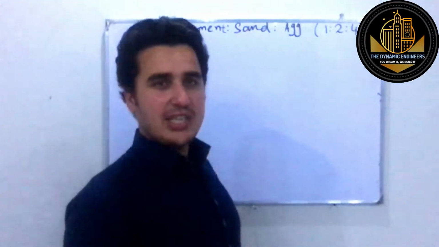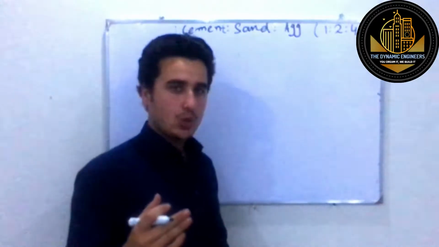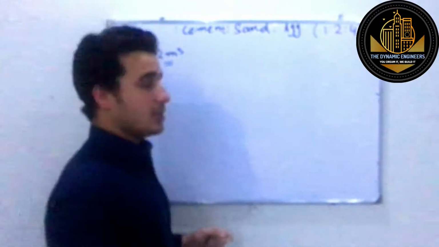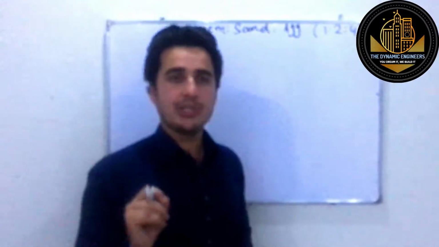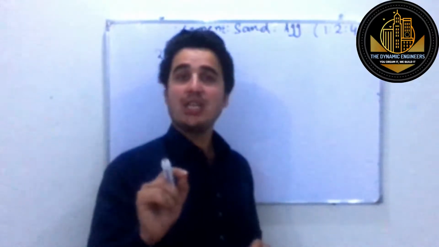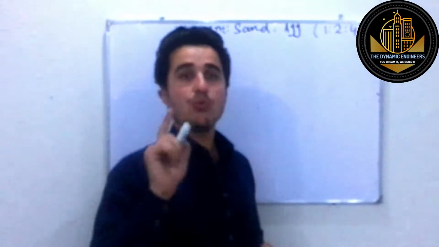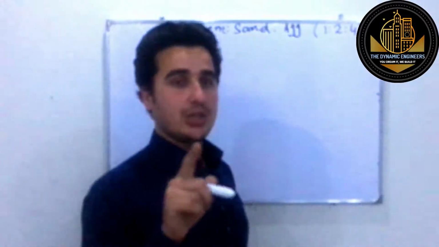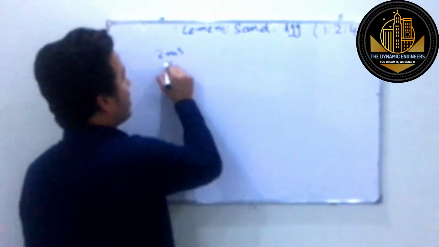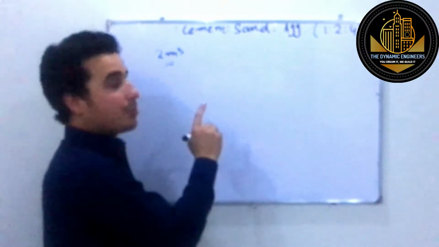So as previously I told you, how will you calculate the dry weight of this concrete. First, if someone told you that I need 2 meter cube of concrete for a slab, then that is not a dry weight, it is a wet weight. So you will have to convert it into dry weight first. So to convert it, I will have to calculate the dry weight of concrete first.